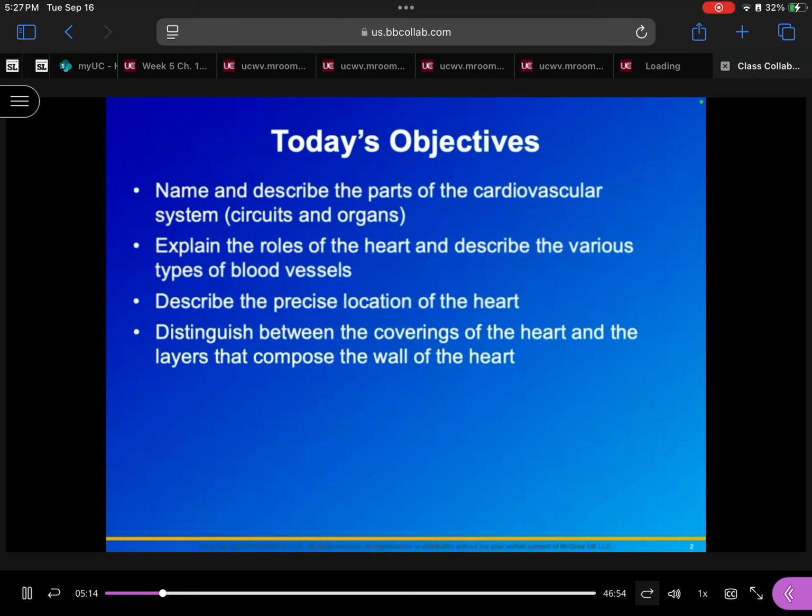All right, next, distinguish between the coverings of the heart and the layers that compose the wall of the heart. You have basically 3 layers that we talk about as a covering. There is one overlap, and then there are 3 layers to the wall of the heart.